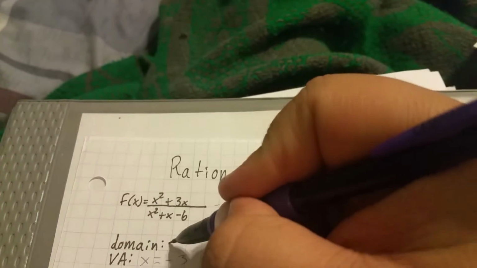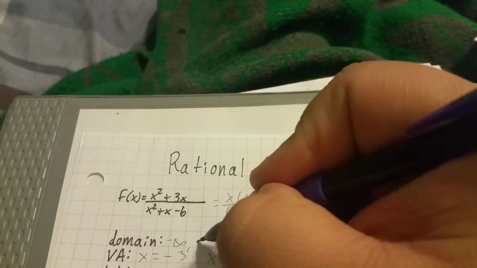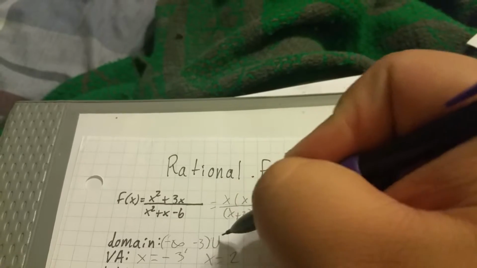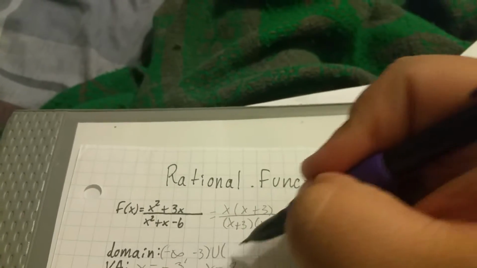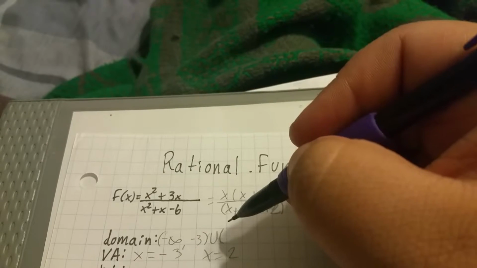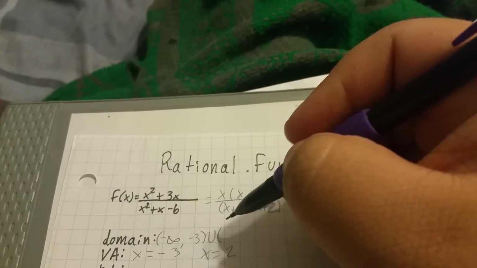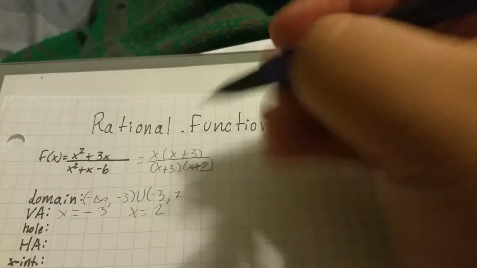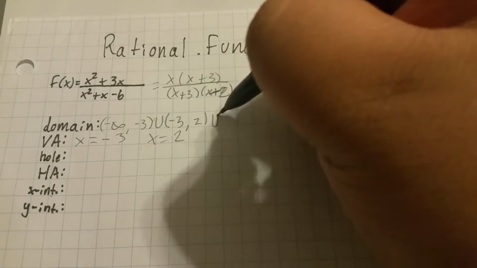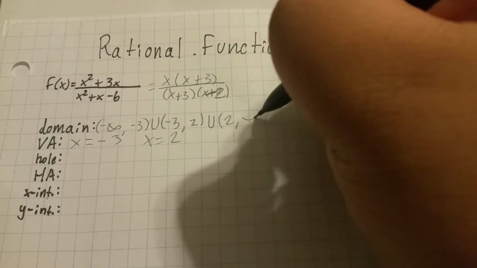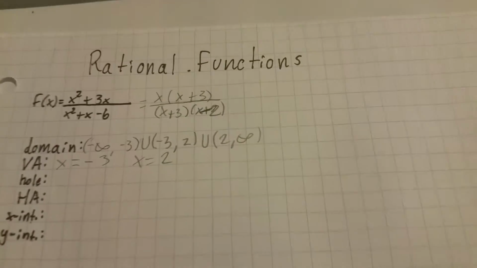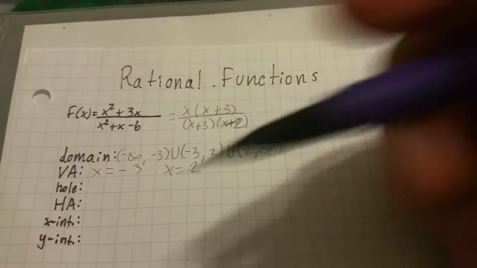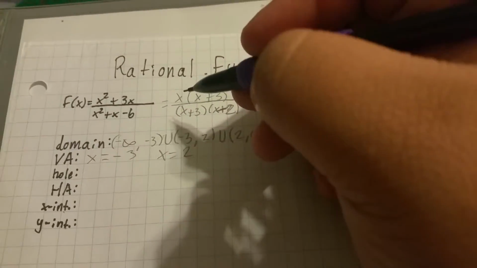So the domain would be -infinity to -3. I don't know why you have to draw a u, but draw the u. It's supposed to be like "and", but at the same time, anyway, -3 to 2, another u, and then 2 to infinity, since it's supposed to be like all real numbers except for the vertical asymptotes, the x values for the vertical asymptotes.